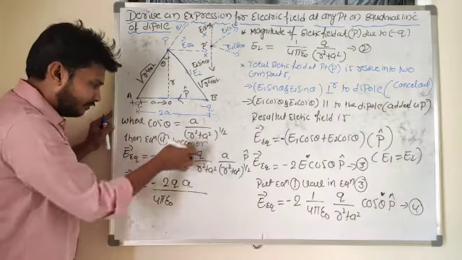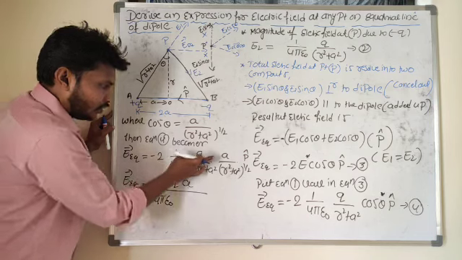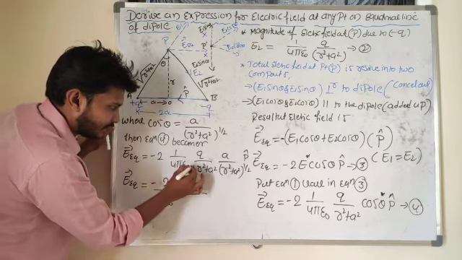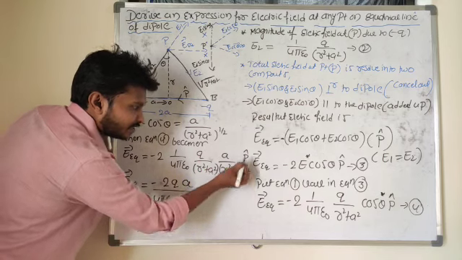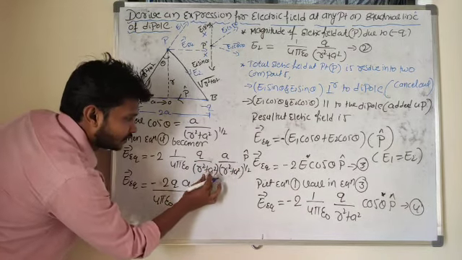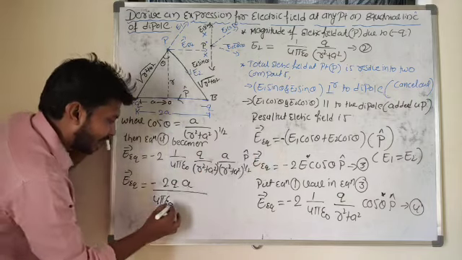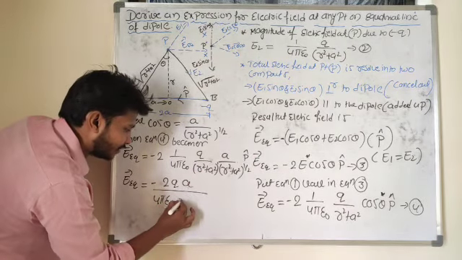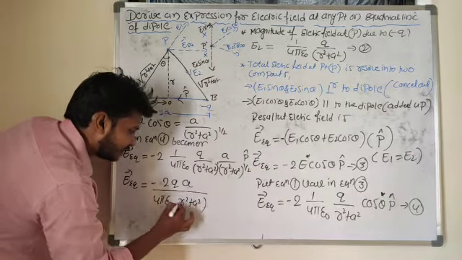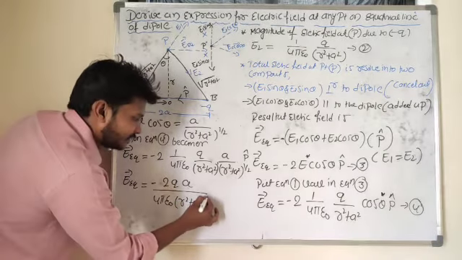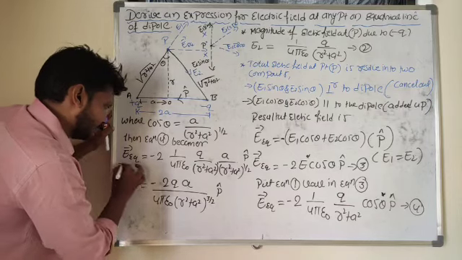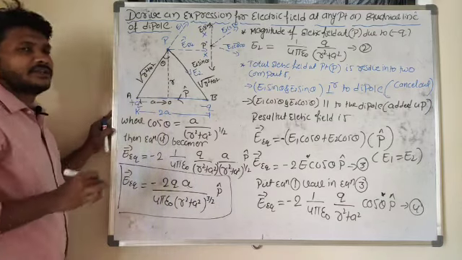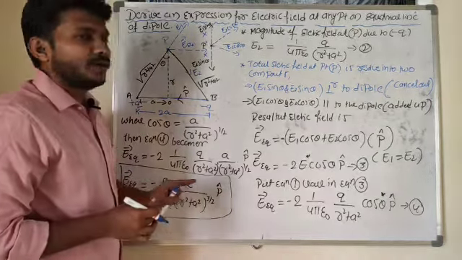I will arrange that: numerator 2qa, denominator 4 pi epsilon naught (r square plus a square) into (r square plus a square) whole to the power of 1 by 2. So if bases are the same, powers are added. So 1 plus 1 by 2, that is 3 by 2, into p cap. So this will be the required equation for electric field at equatorial line.